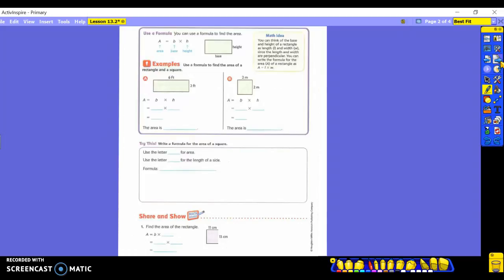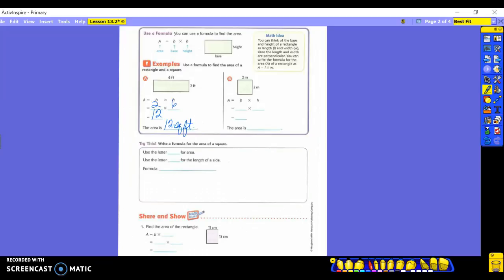Okay, so she wants to use the base of 2 and the height would be 6. And what do I get? 12. So my area is 12 square feet. Now, could she have flipped those around and used 6 as the base and 2 as the height? Yep. Yes, she sure could have.